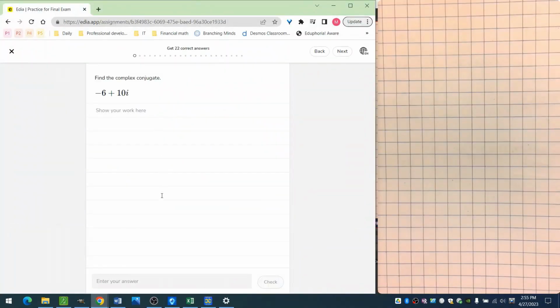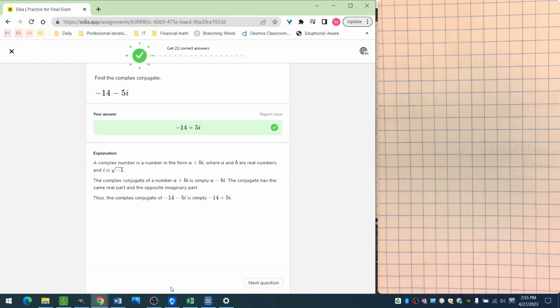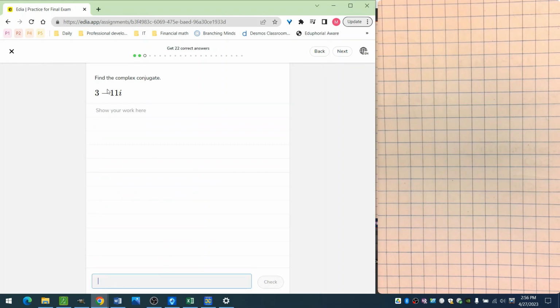Okay. So on these first couple, it just asks you for the complex conjugate. It's going to all be the same except for the sign in front of the i. So instead of being plus 10, this is going to be minus 10. Don't forget the i. Done. The first number, you don't change it. You change the sign on the one with the i, but only on the one with the i. Change the sign on the one with the i. Oh, I made it a 12 instead of an 11.